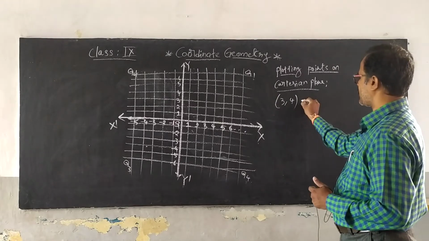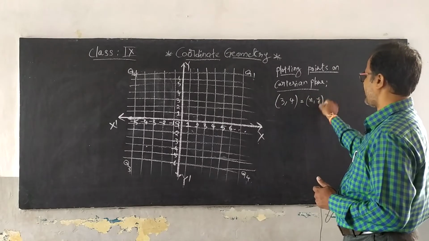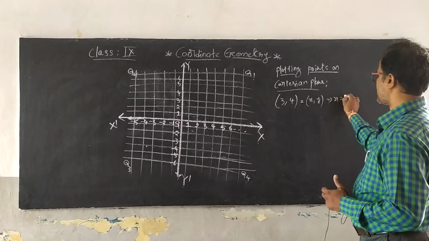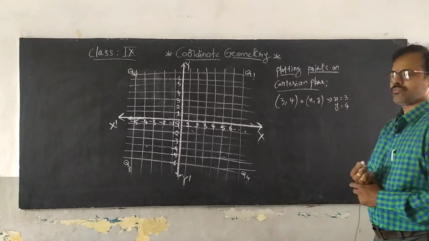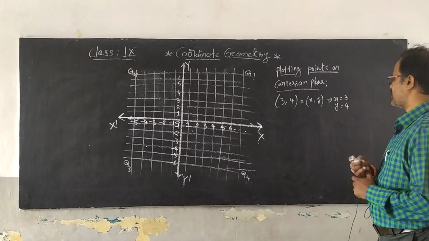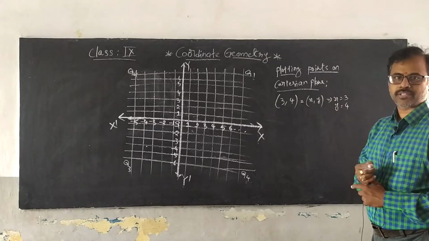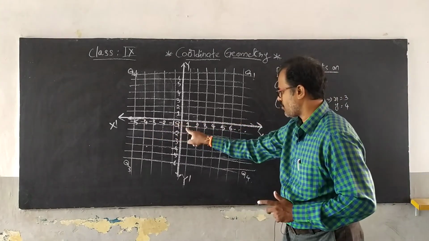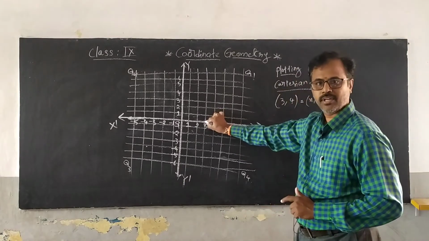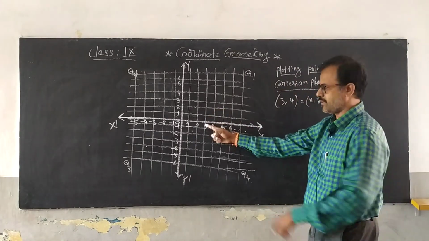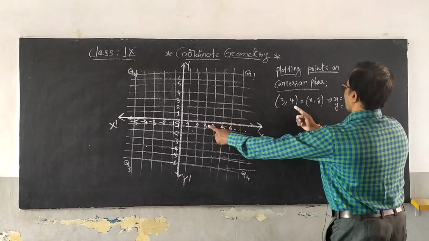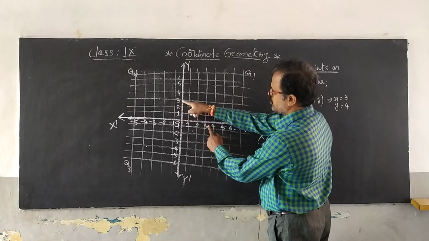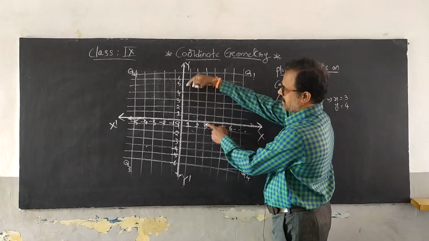First of all, consider this point equal to x comma y. Then compare the ordered pairs: x is equal to 3 and y is equal to 4. Now we are going to plot the point. Observe carefully, x is 3. On the x-axis, where is 3? 1, 2, 3. You are standing at the value 3 on the x-axis. Y is 4: on the y-axis, 1, 2, 3, 4.